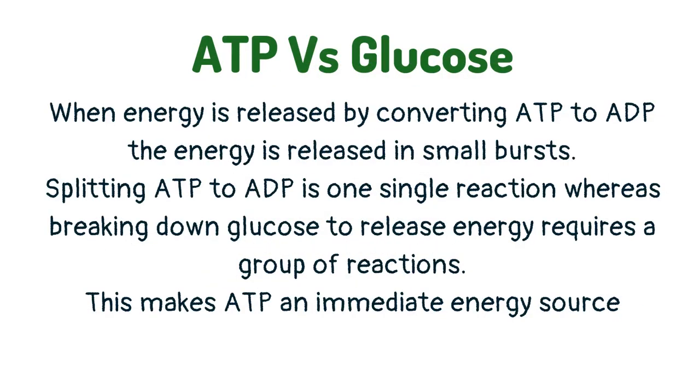When energy is released by converting ATP to ADP, the energy is released in small bursts. Splitting ATP to ADP is one single reaction, whereas breaking down glucose to release energy requires a group of reactions. This makes ATP an immediate energy source.